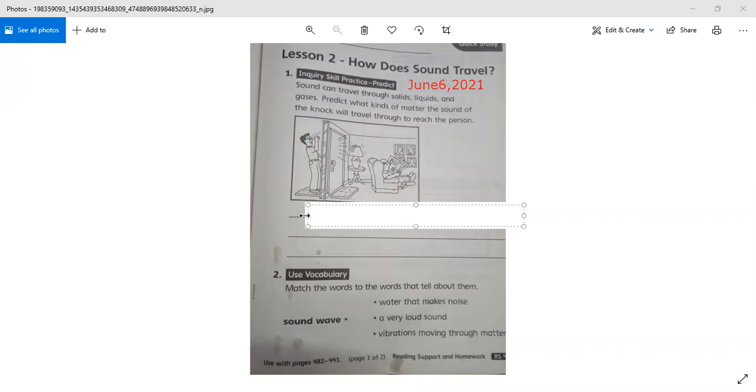The sound of the knock will travel through solid and gases to reach the person.